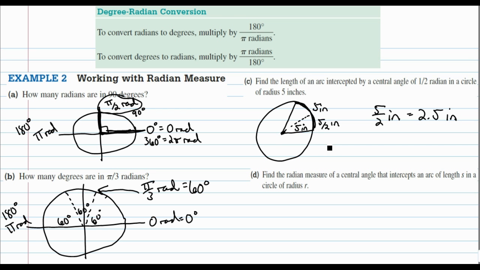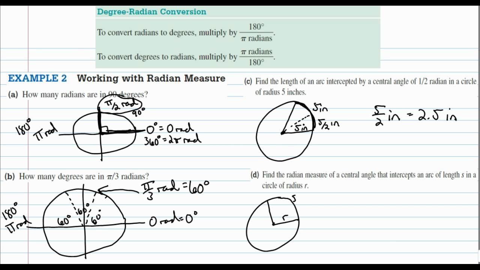Part D, find the radian measure of a central angle that intercepts an arc length S in a circle of radius R. Okay, so now they're throwing a curveball out here. I don't know what that's going to be. So I'm going to look at, let's see, I've got a radius R and an arc length S that I don't know.